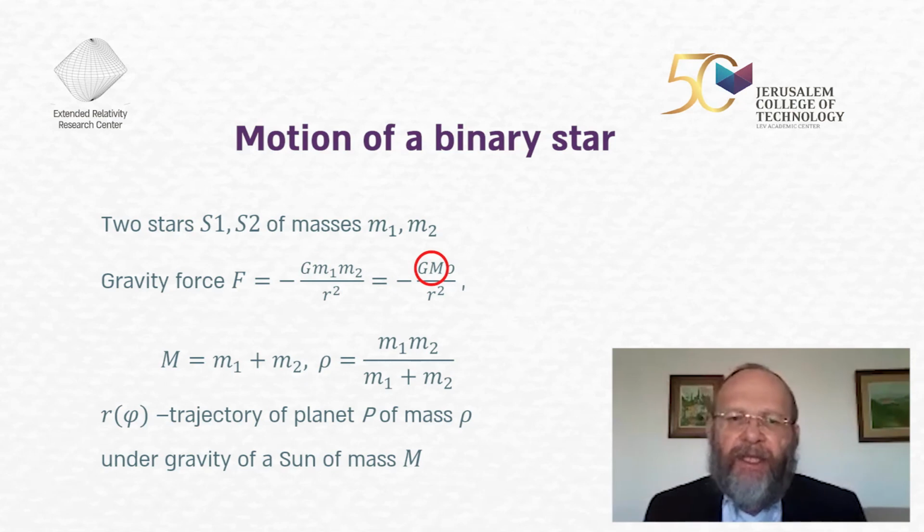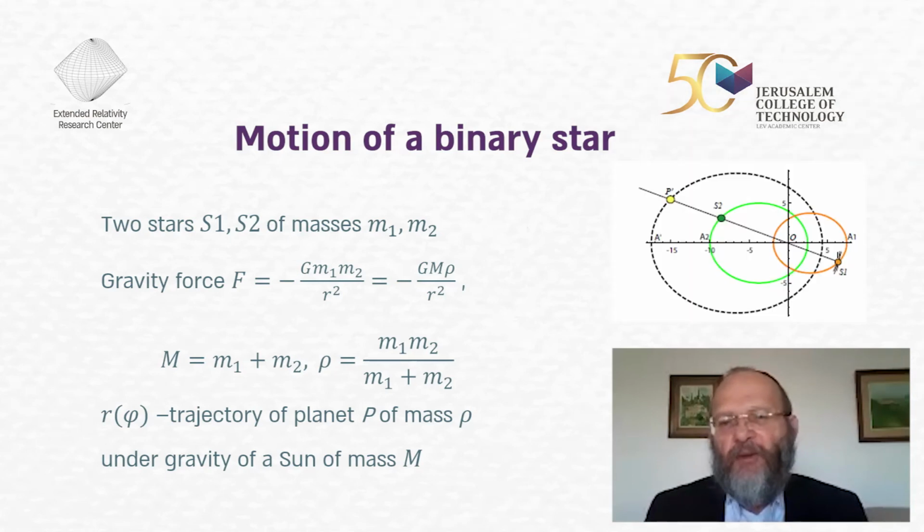So the force can be rewritten as the force of a source of mass capital M acting on rho. That means it's the motion of a planet of mass rho around a sun of mass m1 plus m2. That's exactly the problem that we solved a few slides ago. We know the trajectory of a planet of mass rho in the gravity of a sun of mass capital M, and this is the ellipse. So we know the full picture.